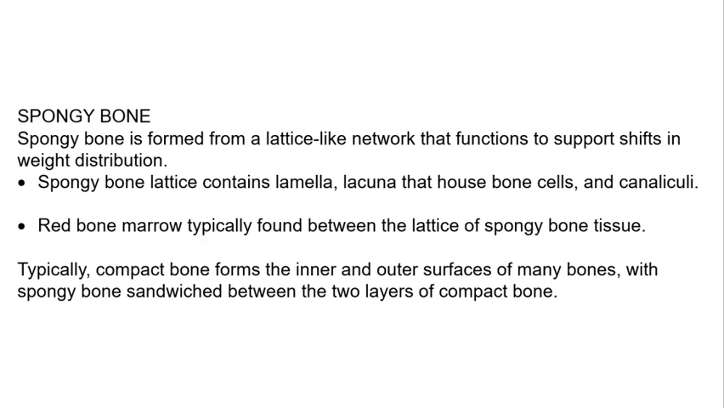Red bone marrow typically occupies the spaces between the lattice of spongy bone tissue, and red bone marrow functions in hematopoiesis and produces all of the cells found within the bloodstream. Typically, compact bone forms the inner and outer surfaces of many bones, with spongy bone sandwiched between the two layers of compact bone. Long bones have a slightly different layout, which we will examine in another segment.